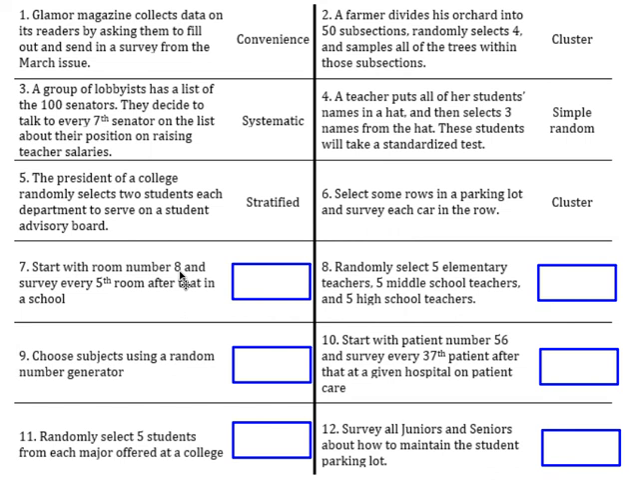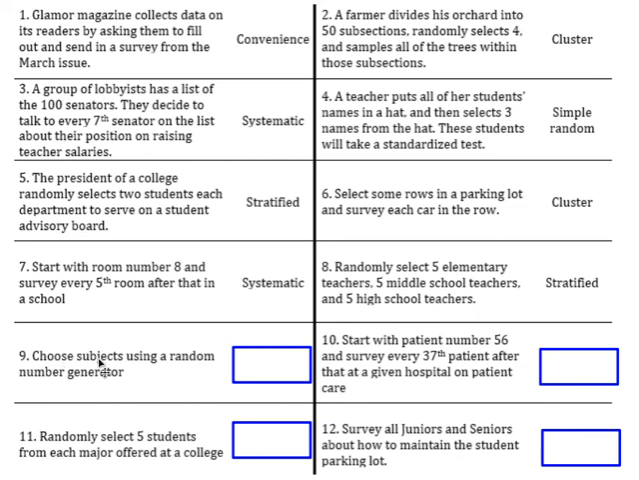Number 7, start with the room number 8 and survey every 5th room after that in a school. Systematic. Number 8, randomly select 5 elementary teachers, 5 middle school teachers, and 5 high school teachers. So again, we're clearly being broken up by elementary, middle, and high school, but then we're going to ask only some of each group. So this is going to be stratified.